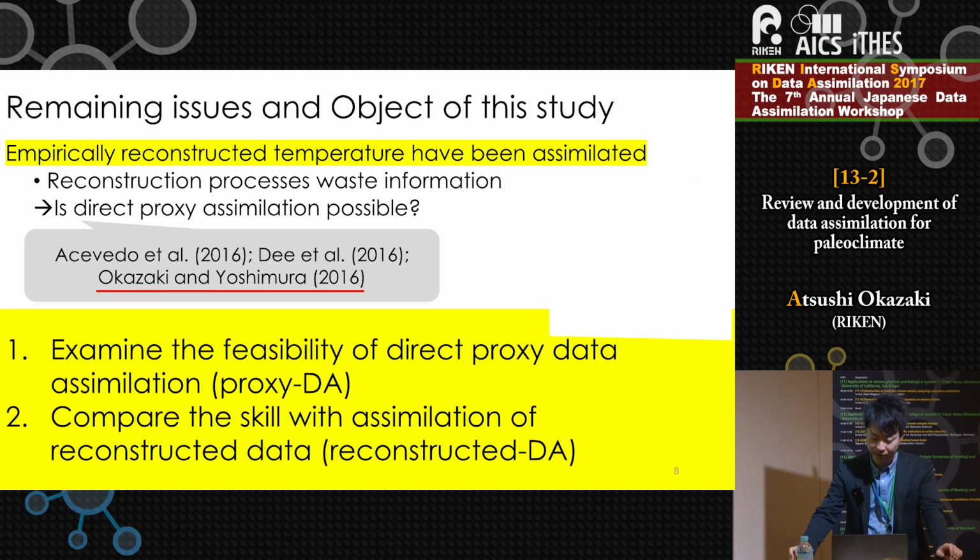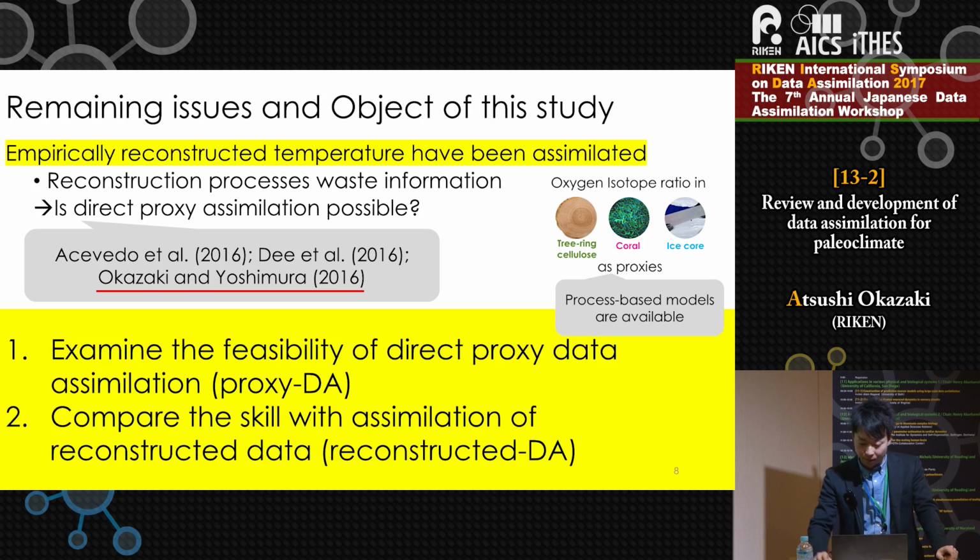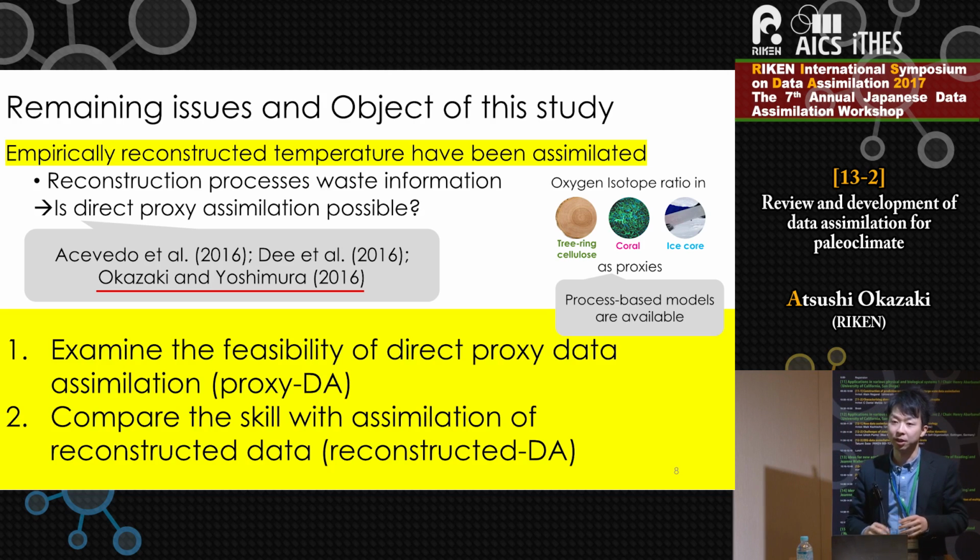Well, recently, several papers about direct proxy assimilation have been published, and today's talk is based on this paper. In this talk, the proxies are oxygen isotope ratios in tree-ring cellulose, coral, and ice cores. Process-based models for these variables are available, so we do not have to rely on empirical reconstruction, and we can exploit the data by assimilation.